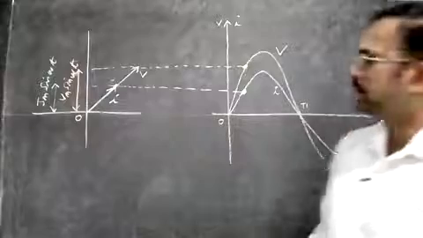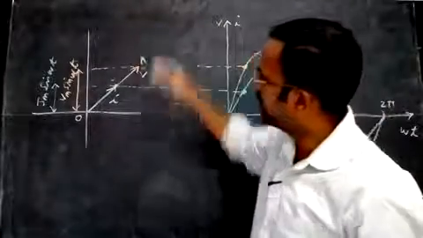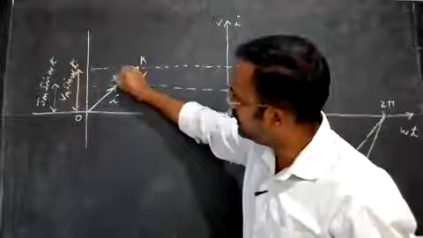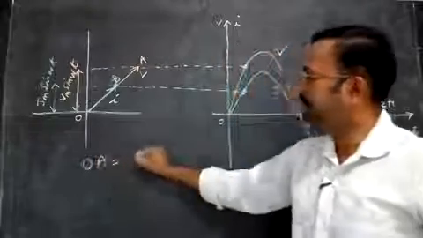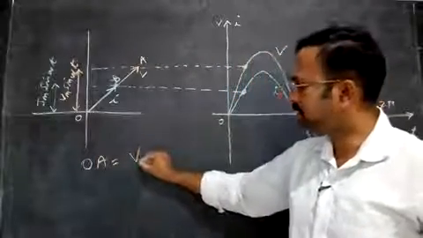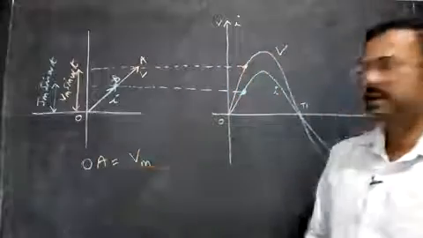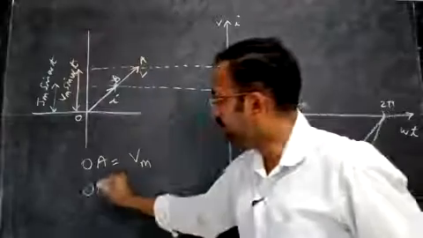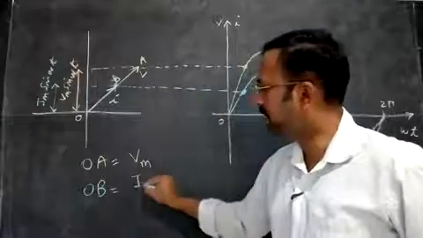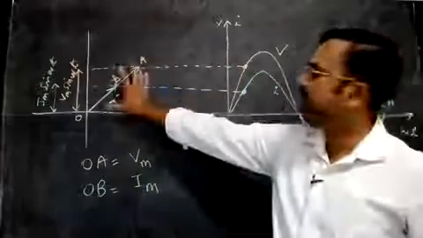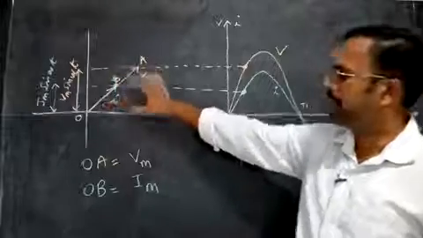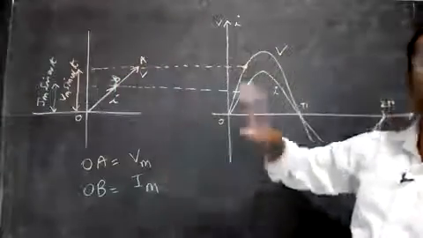Let's mark also. This will be OA, and this point is B. So we can say that OA is the maximum voltage, that is the peak value, that is Vm. And then OB is equal to the maximum value of the current, that's Im. So we already learned that the length of the phasor will be the maximum value of the voltage or the maximum value of the current.